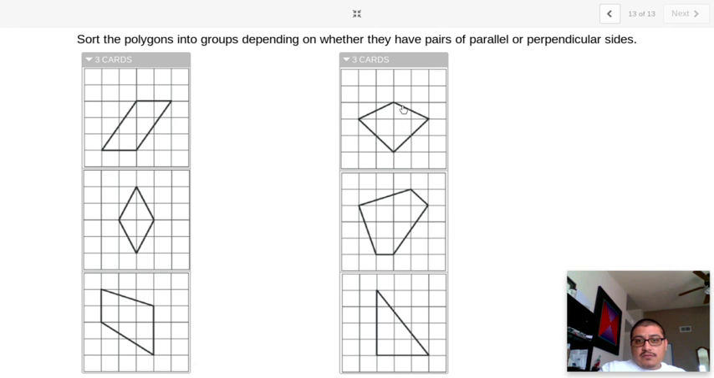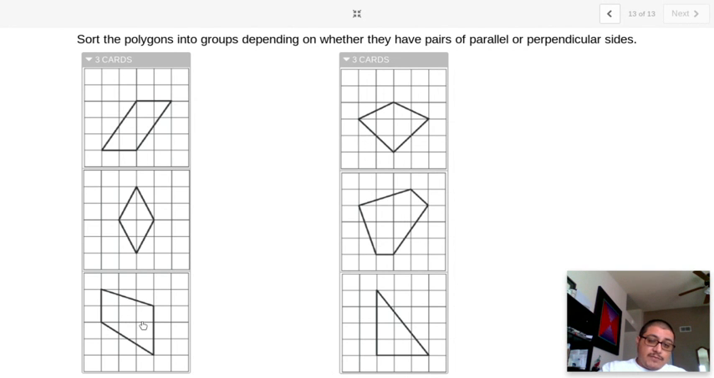How about this one? No, this looks like it's parallel to this. This side, the slope is up 1/2, but this side, the slope is up 2/2. So this slope is 1/2. This is 2/2. So these two are not parallel. So this wouldn't go here.